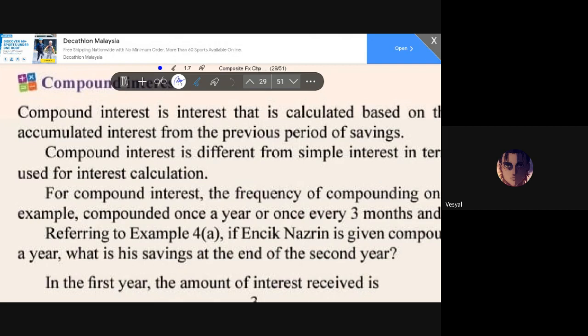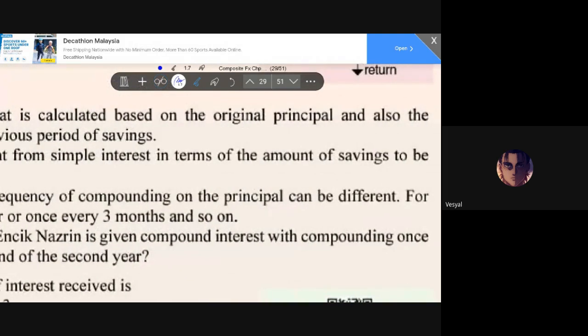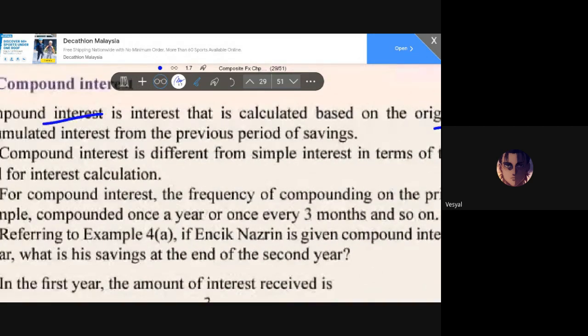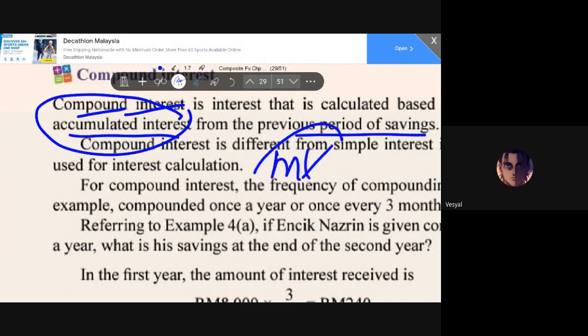Okay, next. Compound interest. So how we calculate it is this way. Based on the original principal, and also the accumulated interest from the previous period of savings. So they depend on the previous years to find the total compound interest. That's why we call it accumulated interest. So usually they'll use the symbol MV. MV is matured value. That's how you find your compound interest.